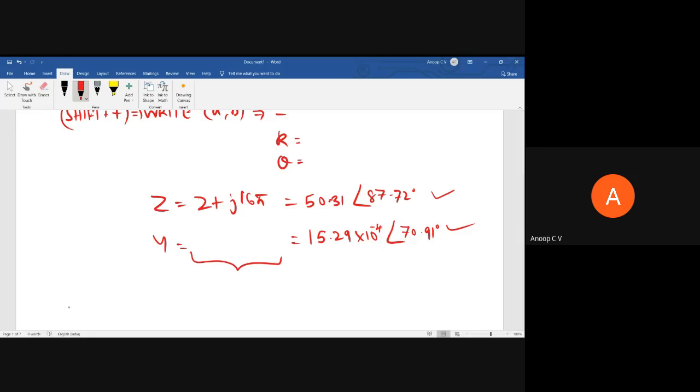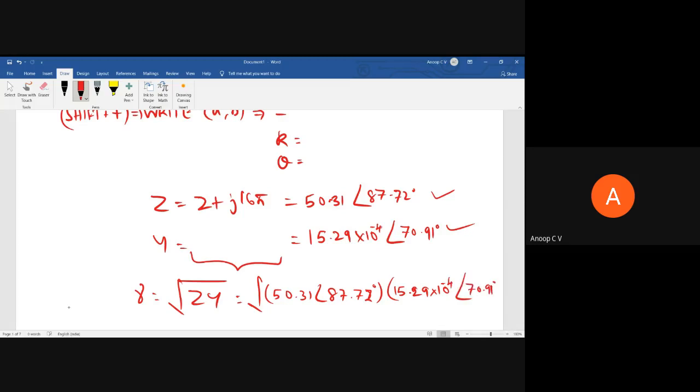Now what we have to find is gamma. Gamma is nothing but root of ZY. So please do find this. It is equal to root of 50.31 angle 87.72 degrees into 15.29 into 10 power minus 4 angle 70.91 degrees. Please do find it out now. It's actually the product of two complex numbers and after that the square root. If your calculator allows this as such, you can do that, or else find the product and then find the square root of that.